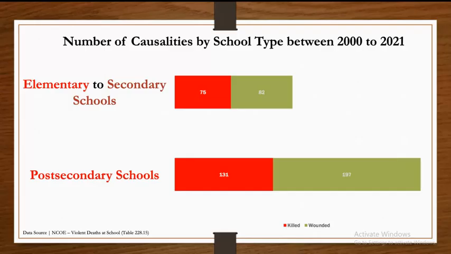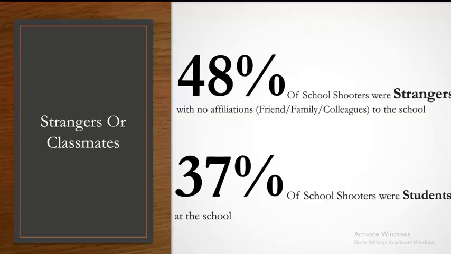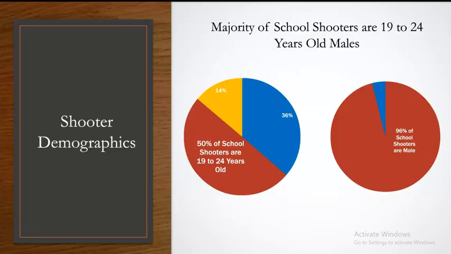As for the casualty rates, colleges suffer the worst in terms of killed and wounded. Fortunately, they're more wounded between the years 2000 and 21 compared to elementary and secondary schools. As for the relations of the shooters to the schools, only 48% of them had no connections. They were complete strangers, whereas only 37% were students at the time.